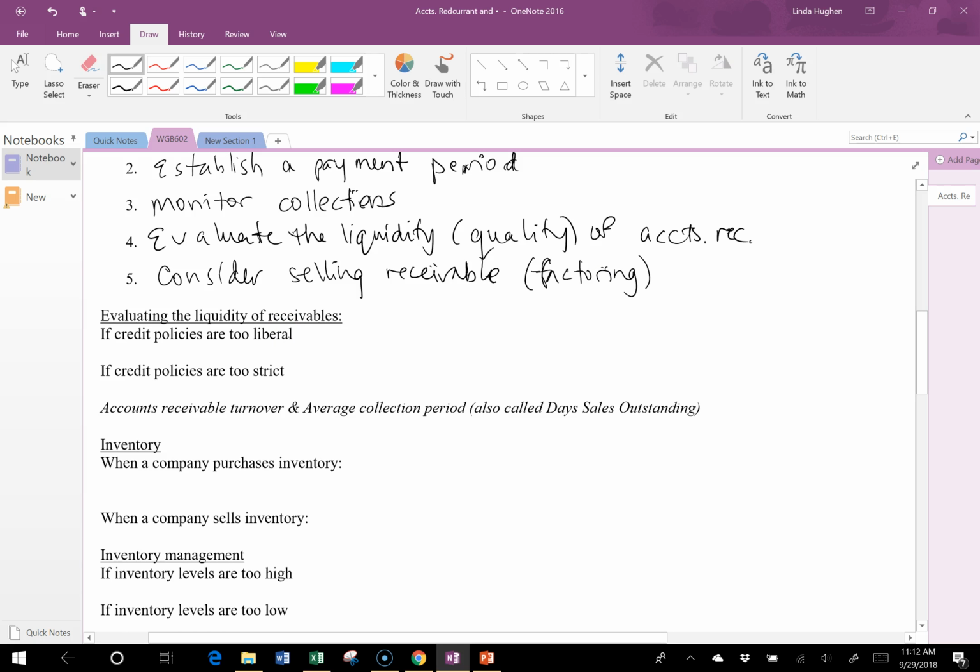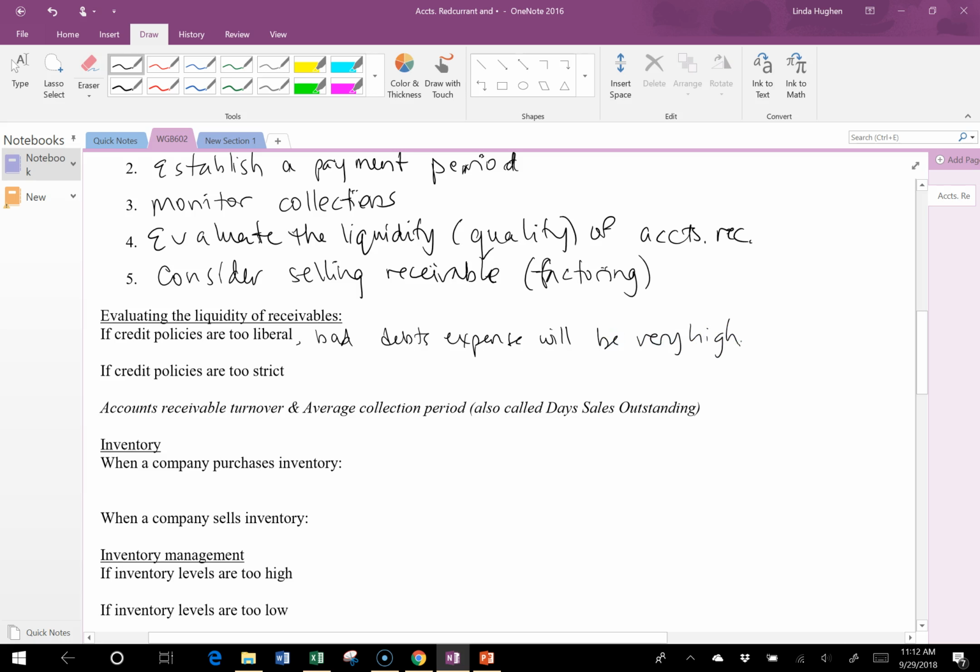If credit policies are too liberal, well, that's pretty clear what happens. We're granting too much credit and too many customers will not pay us back. How does that affect our financial statements? Bad debts expense will be very high. So as a manager, we don't want that to happen.